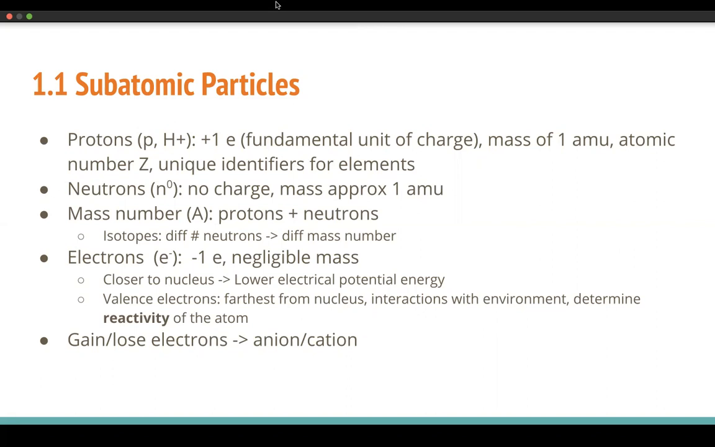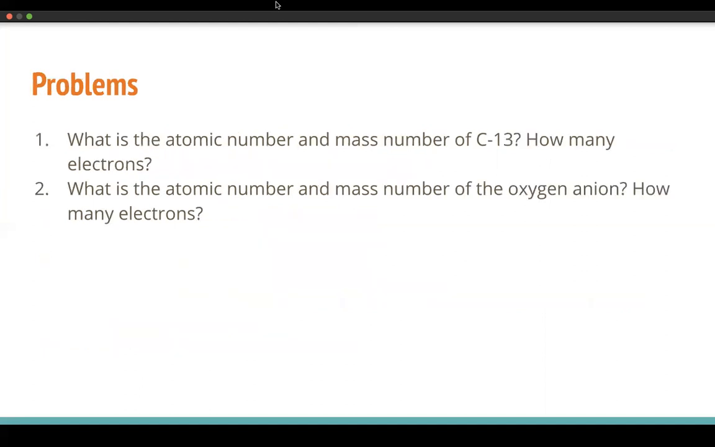Electrons are what determine the reactivity, and specifically the valence electrons, which are the electrons in the electron shell that's the farthest from the nucleus. The closer to the nucleus, the lower the energy. This is important because the closer the electrons are to the nucleus, the more stable they are. And gaining or losing electrons gives you anions and cations respectively.